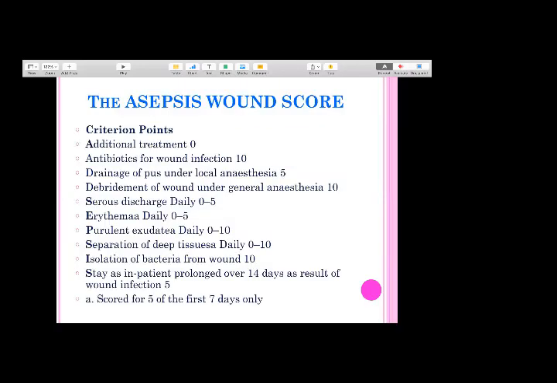Now, what are the criteria points for the ASEPSIS wound score? These include additional treatment: antibiotics for wound infection, drainage of pus under local anesthesia, debridement of wound under general anesthesia. This is usually where the risk was increased, and it could be deeper or involving cavities, abdominal or thoracic cavities. So obviously the wound scoring is much worse compared to drainage of pus under local anesthesia. Then serous discharge daily, erythema, purulent exudate, separation of deep tissues, isolation of bacteria from the wound, and stay as an inpatient prolonged over 14 days as a result of wound infection.